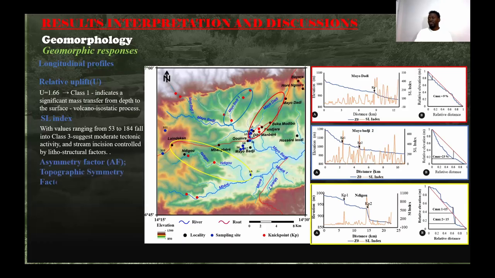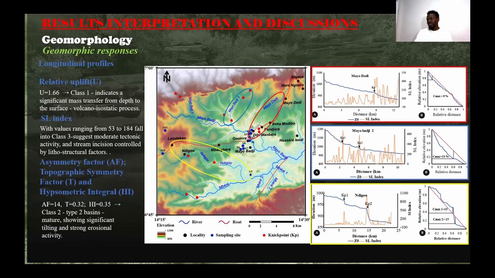We also have tilting quantification indices such as the asymmetry factor, the topographic symmetry factor, and the hypsometry integral, classified as type 2, which show that the basin is mature, showing the tilting and strong erosional activity across the Mbere Trough.